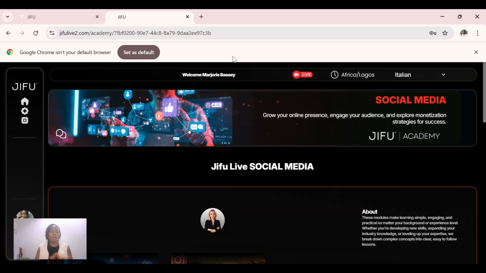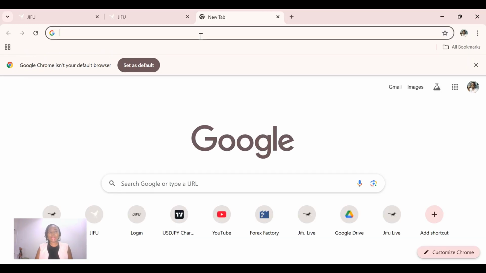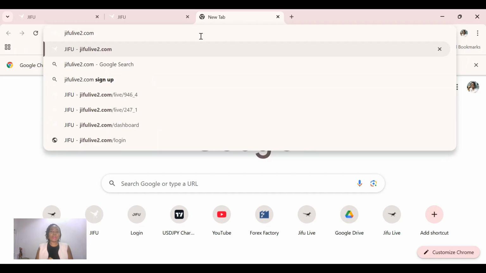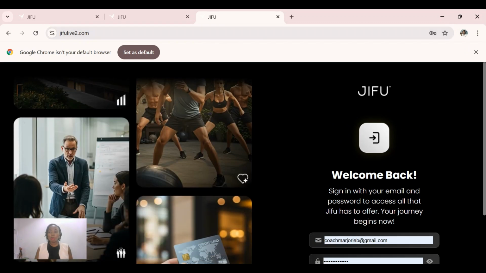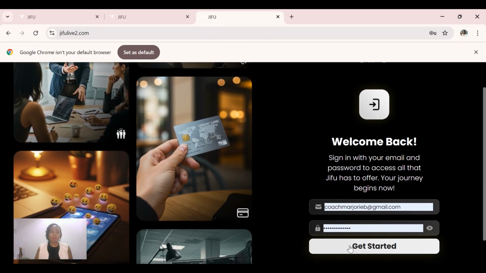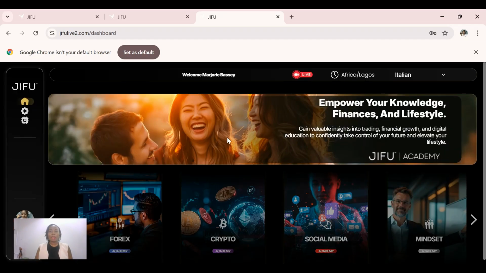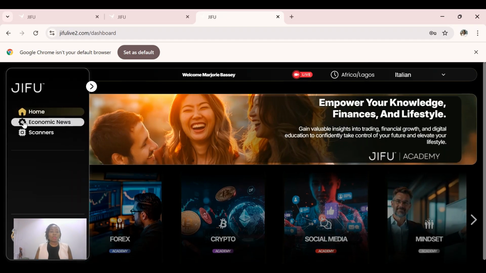Today I'm going to be taking us through a strategy that combines two of the scanners that we have in Jifu. With this strategy, you're able to have sniper entries and maximize your profit when trading the Forex market. I have my details already on the browser, so I'm going to just log in and then take us through the strategy.